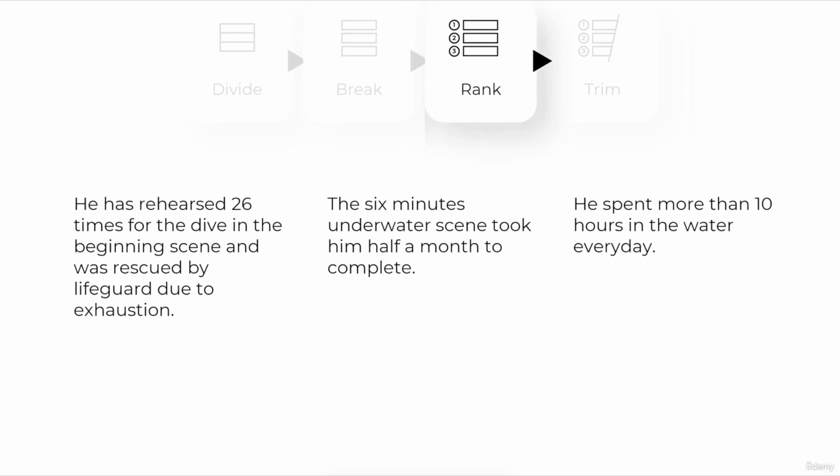And then you rank them. But unlike the previous example, these 3 points seem to be on the same level. They're all talking about this person's effort. So instead of ranking among them, you rank within each sentence, which means you need to find the keyword.